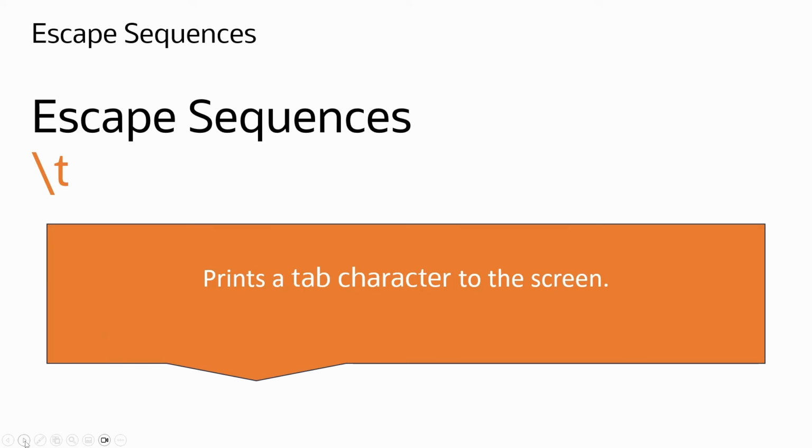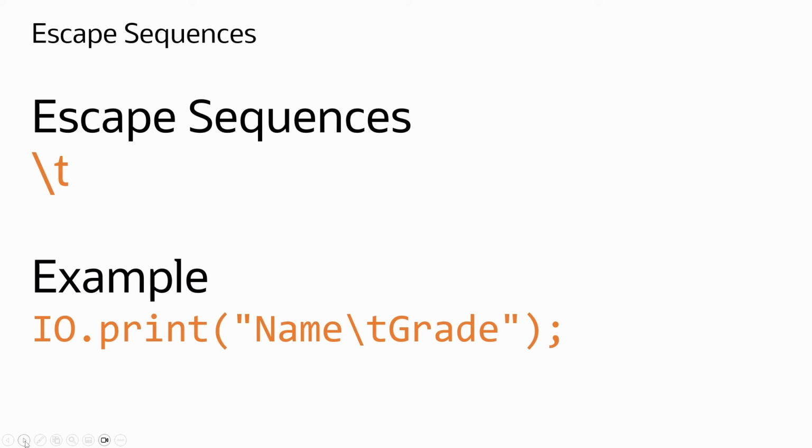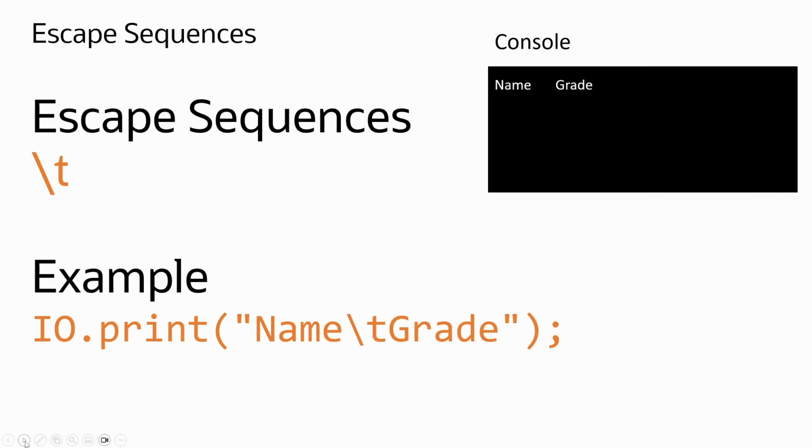\t prints a tab character to the screen. io.print("name\tgrade") is going to print name and then a tab and then grade.